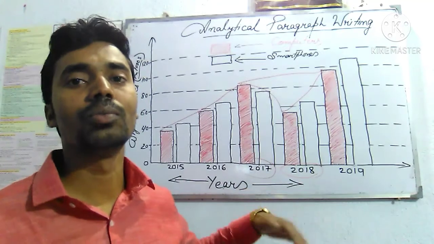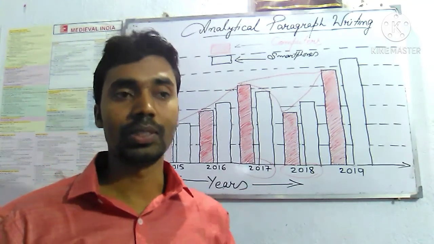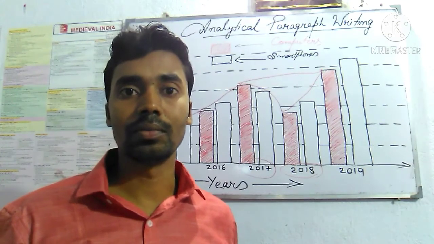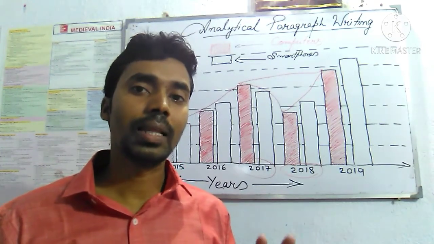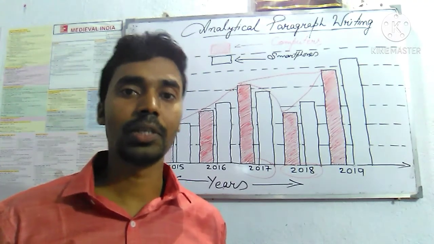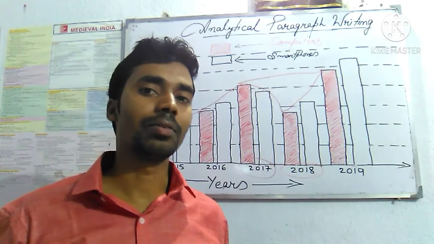Besides a bar graph, you may be given a pie chart, a line graph, or a table of data. You have to interpret, you have to recognize the trends, and you have to get the ideas from there and express the same in the analytical paragraph that you write.